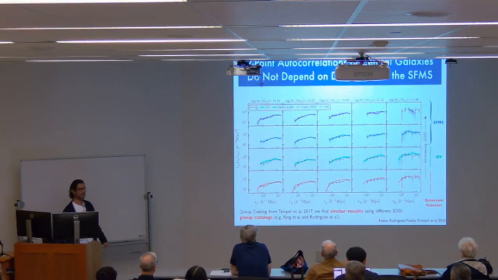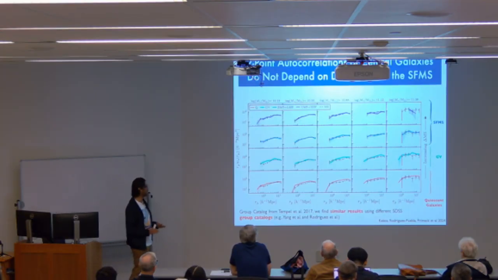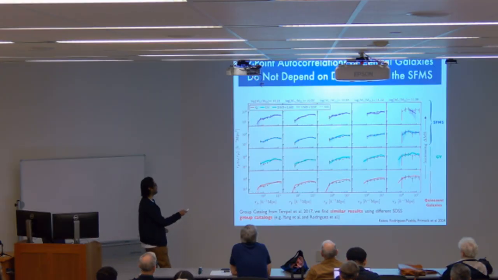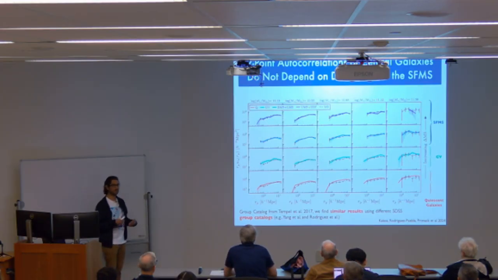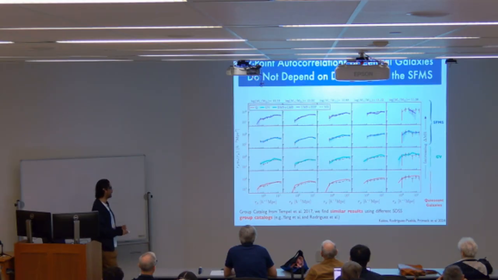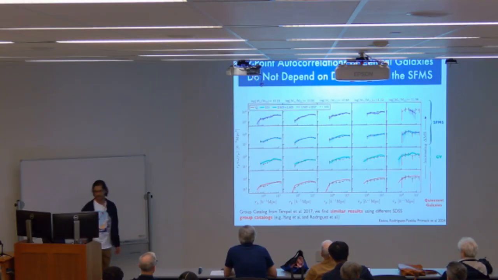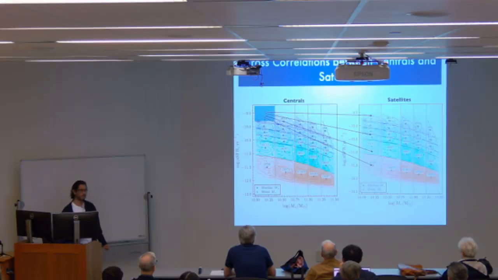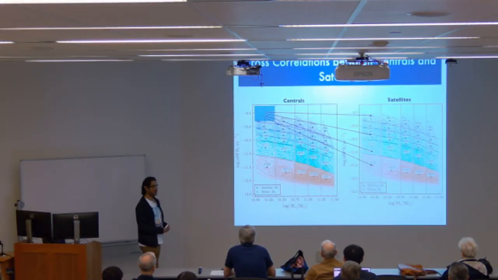Actually, if I show you the clustering for only central galaxies, you can see that in all the panels, clustering is independent of the level of star formation rate, in other words, of the distance to the star formation main sequence. We checked with different types of group finders, and from all of them we are getting essentially the same answer.